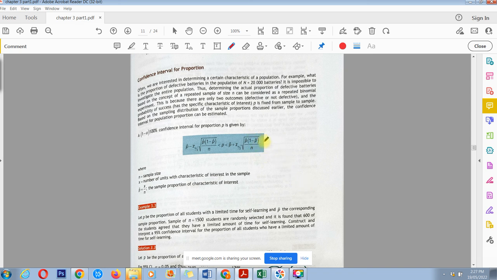So confidence interval for proportion, we have this formula. n is the sample size, X is the number of units with the characteristic of interest in a sample, and then p hat here is X over n. So sometimes we do not have a p value, so we have the X value. So X over n, we will get the sample proportion of a characteristic of interest. Okay, let's go to the examples.